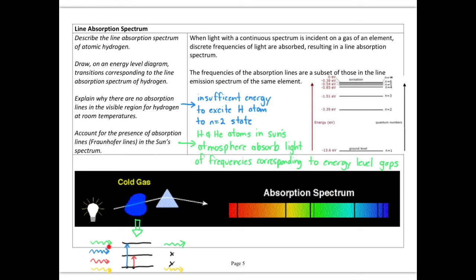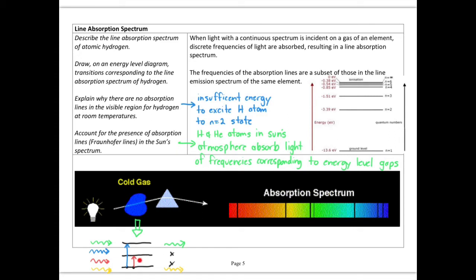So in this case, the blue and the red have been absorbed because they correspond to those energy level gaps, but the green and the yellow have kept going through. So those ones that are absorbed appear as these black lines here. So light, a good analogy here is a ladder.